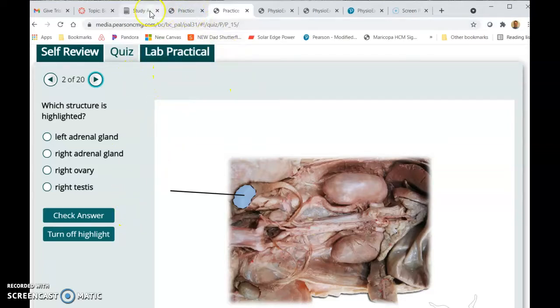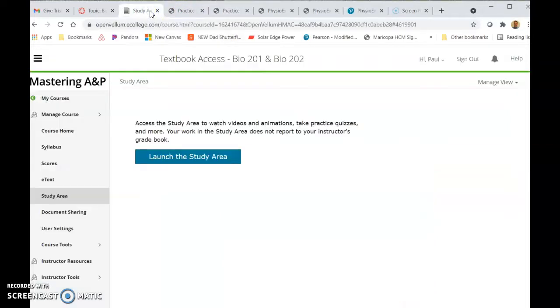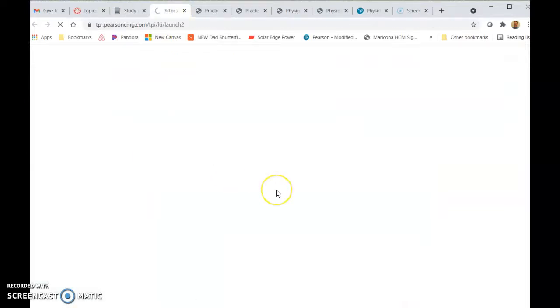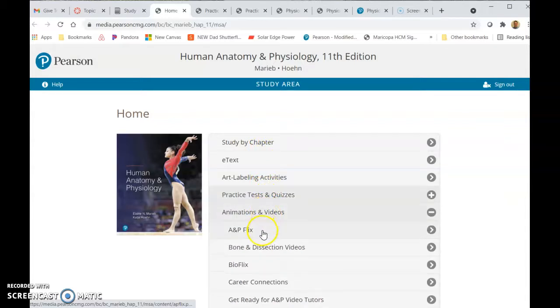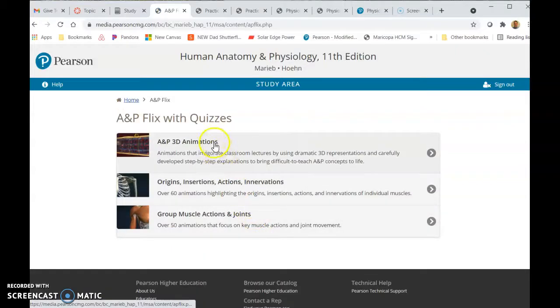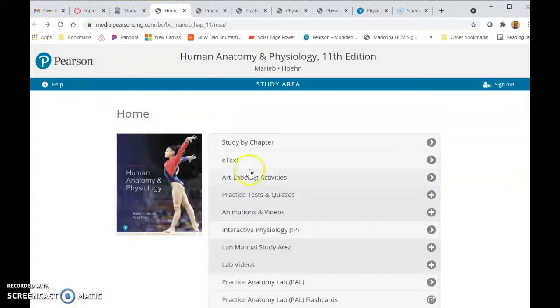So just while we're in this area, I'll show you again, launch the study area. There's a lot here. You can study, you have animations and videos, and some of these are for the chapters you're using, some are not. Let's see. Yeah, this is mostly from Bio 201 for the animations there.